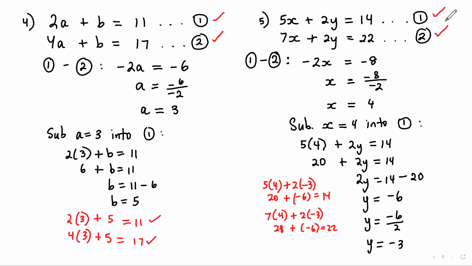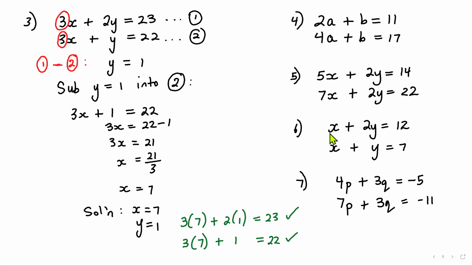So I think I made a mistake in one of your solutions. Actually, no, it's correct. Good. Let's look at number 6. Number 6 was x plus 2y is equal to 12.